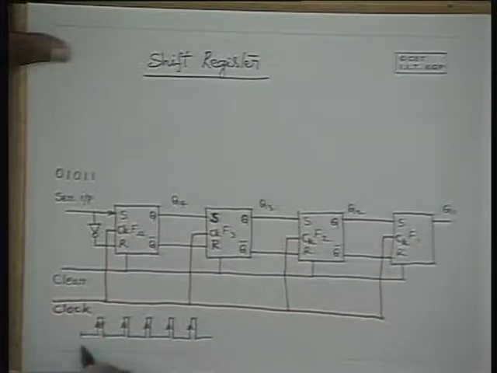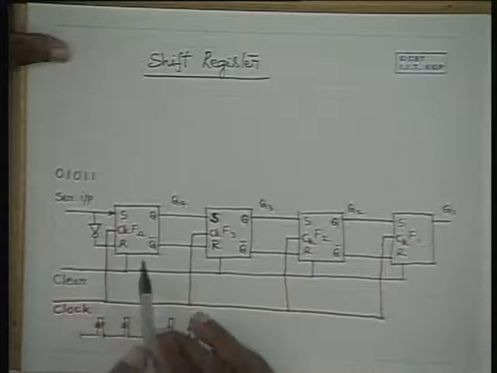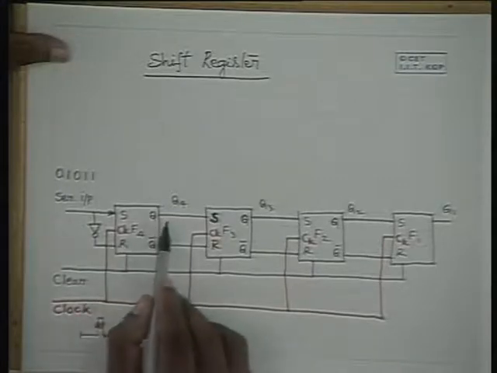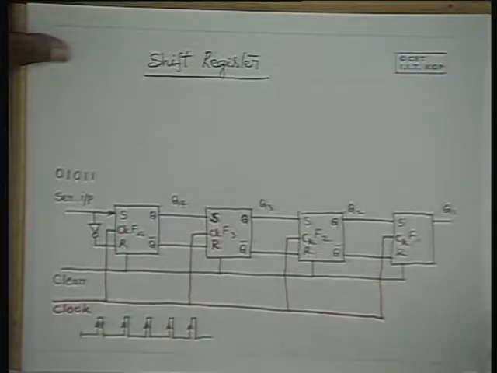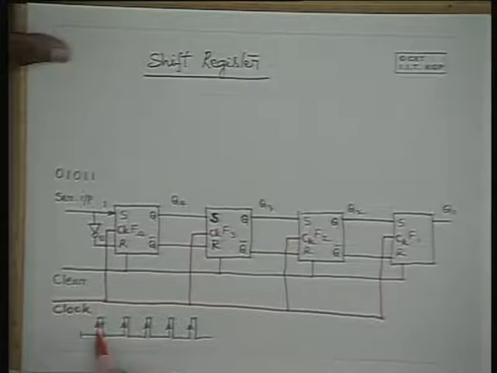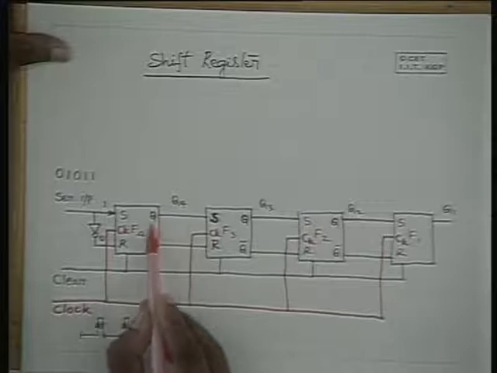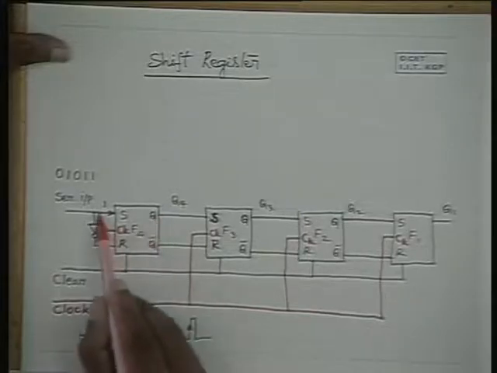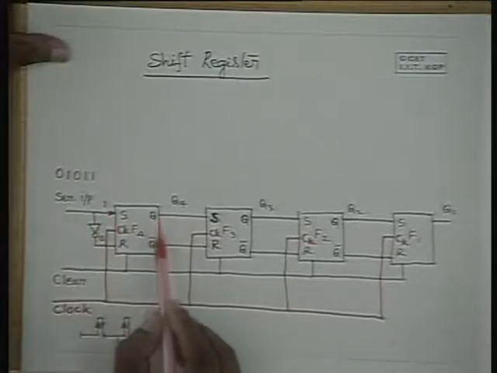Now, during this first period, if 1 is applied to the data, then S will be 1 and R will be 0 because it is connected through a NOT gate. And until the clock pulse is applied, output doesn't get disturbed. Now when this 1 is applied here, and obviously 0 there, and when this clock transition occurs from 0 to 1, the Q output of the flip-flop will be set to 1, or this 1 is transferred to Q, and obviously Q bar will be 0.